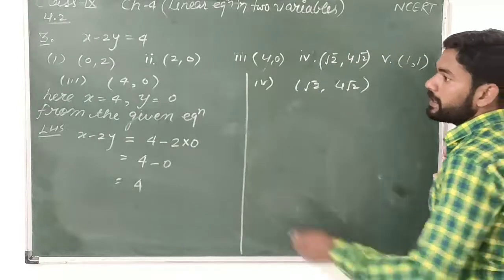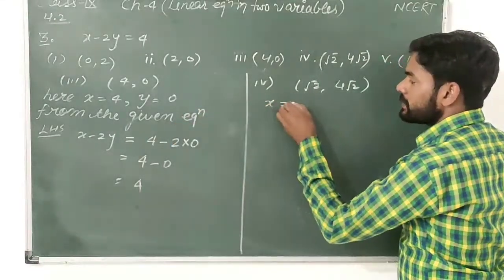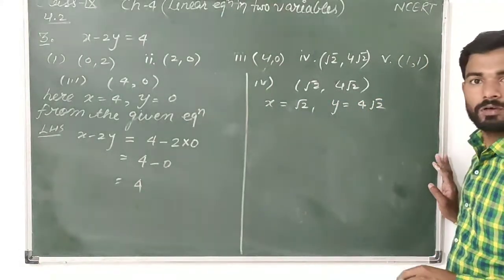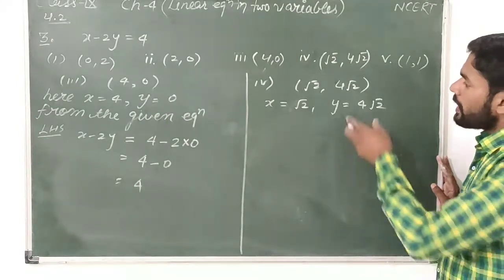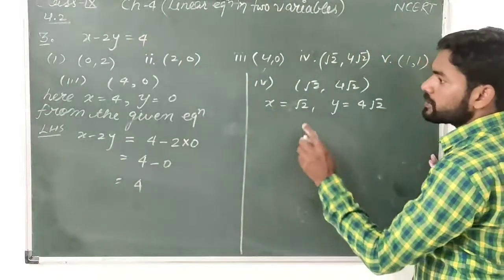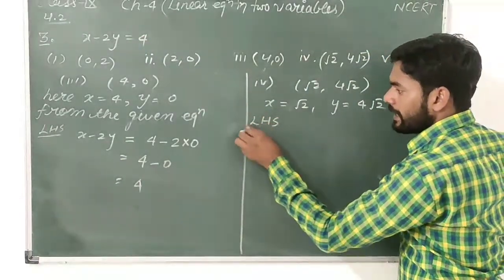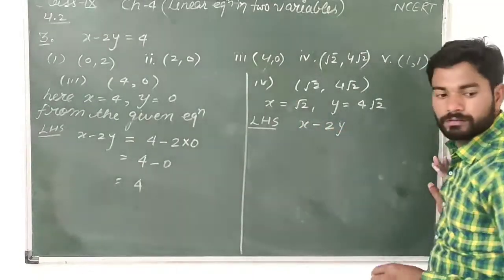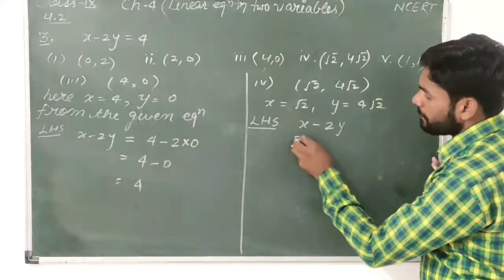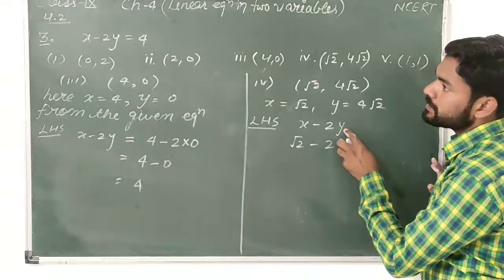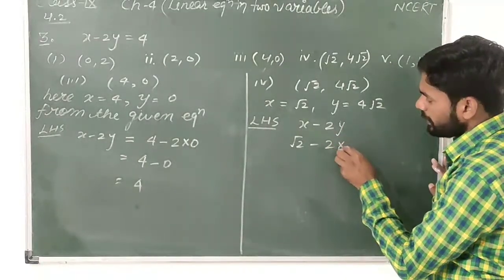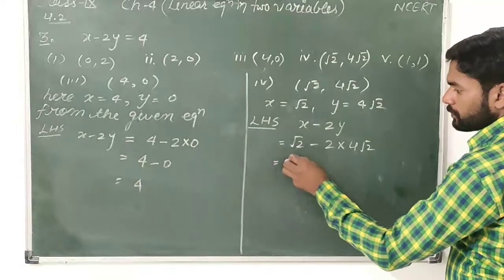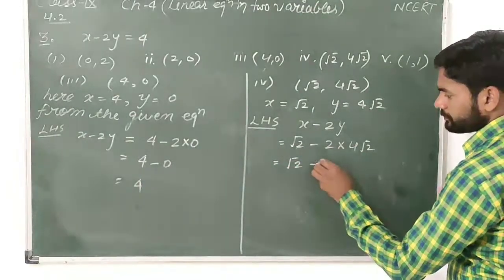Similarly, solve the fourth part. Here x is equal to root 2 and y is equal to 4 root 2. Apply both the values in this equation again. From the equation I am selecting the left hand side, which is x minus 2y. X is root 2 minus 2, y is 4 root 2. 2 into 4 root 2. Root 2 minus 8 root 2.